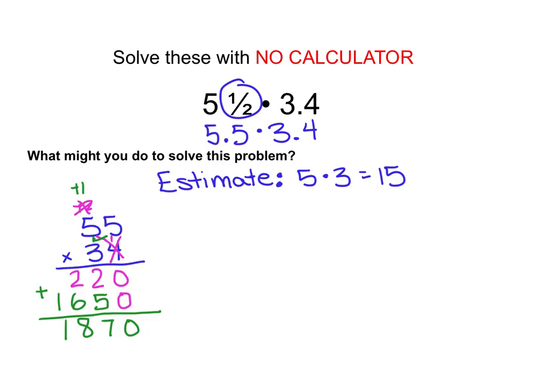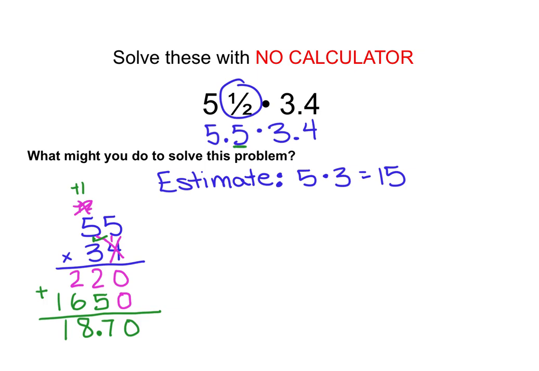Okay, so our estimate is 15. So I am thinking that the only thing that makes sense is to put the decimal point in between the 8 and 7 because 18 is the closest to 15. Then I'm going to go back up to my original equation and count how many numbers are behind the decimal point as my final check.